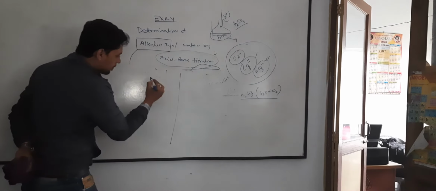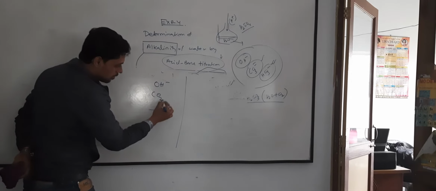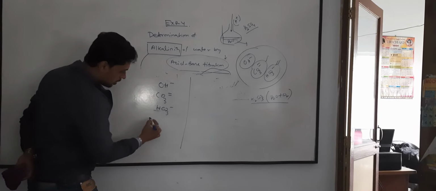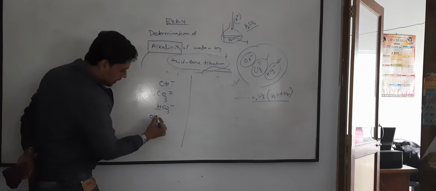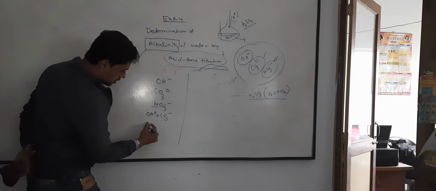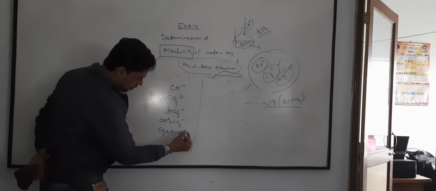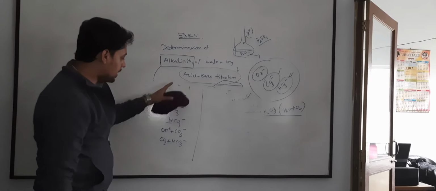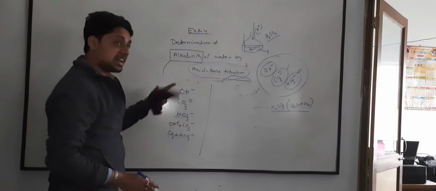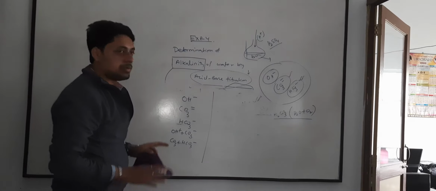Let us say water may contain OH minus, water may contain carbonate, water may contain bicarbonate, or water may contain a combination of these two, OH minus plus carbonate or carbonate plus bicarbonate. Now we will check, before the experiment in the theoretical portion, which anions may be present there.